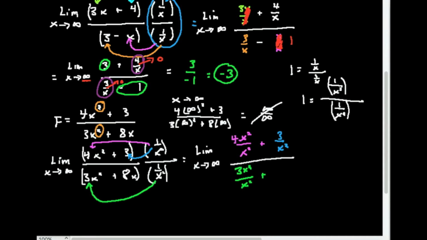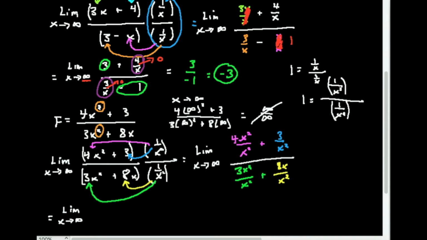And then, let me do yellow. Take this 1 over x squared and distribute it to 8x. So that's going to be 8x times 1 over x squared, or 8x divided by x squared. All right, so what we can hopefully do now is simplify this limit. We can divide things through, so this is the limit as x goes to infinity.